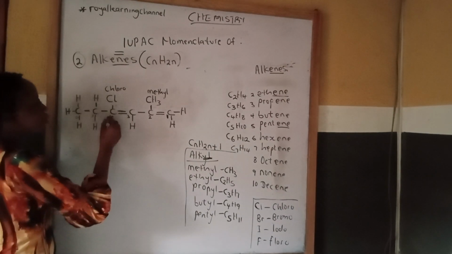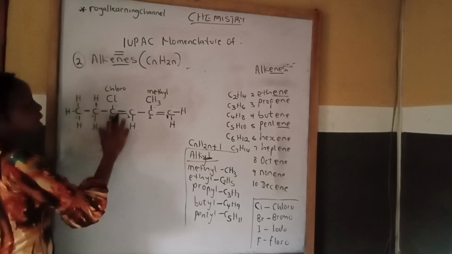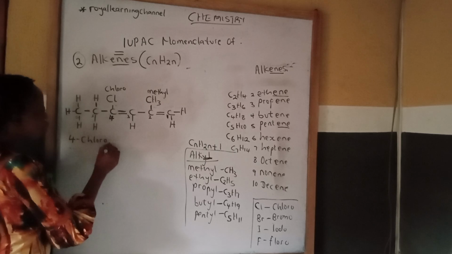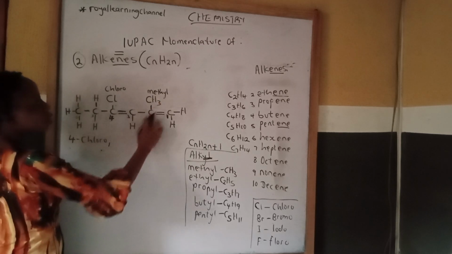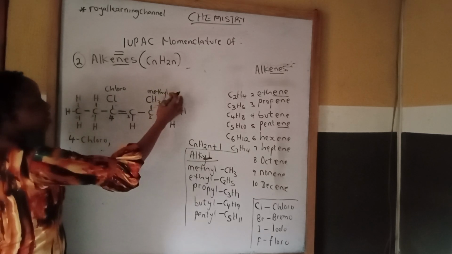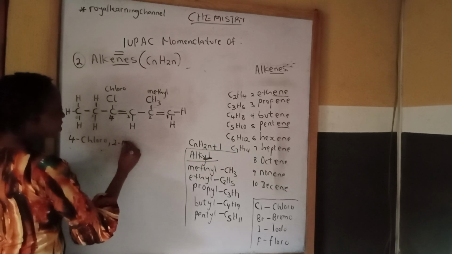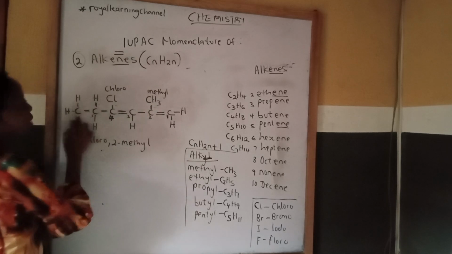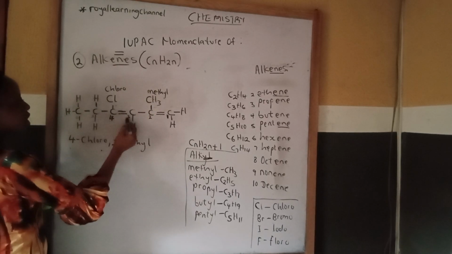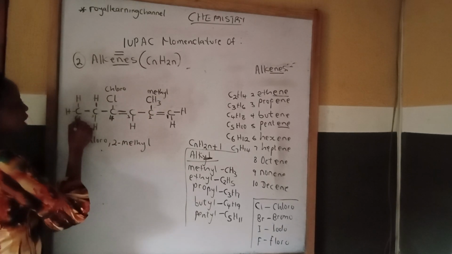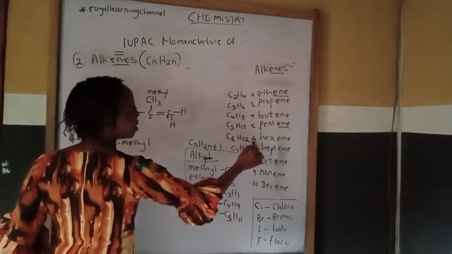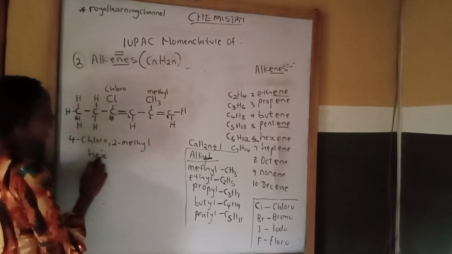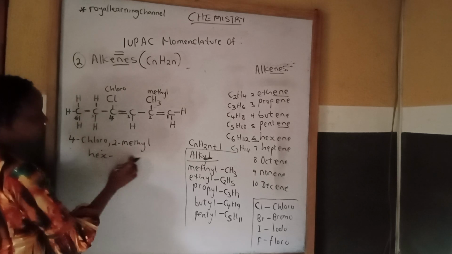Then chlorine is on the fourth carbon atom. So that is 4-chloro, comma. Then the second substituent, which is methyl, is on the second carbon atom. That's 2-methyl. Then you name your root hydrocarbon. 1, 2, 3, 4, 5, 6. Your root hydrocarbon will be the sixth member of alkane, which is called hexane. But don't forget that we must name the position of ene.